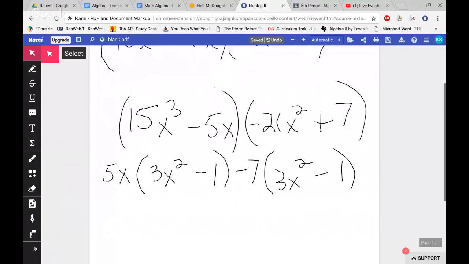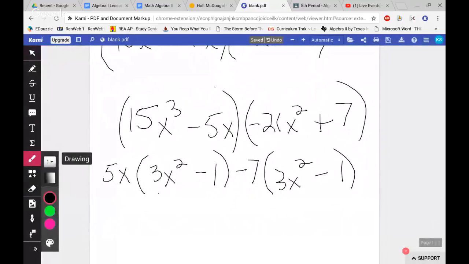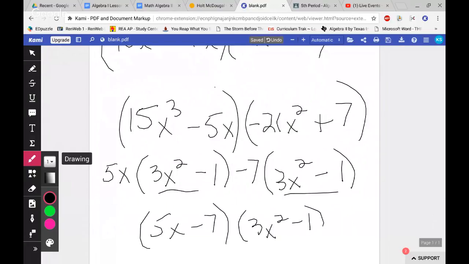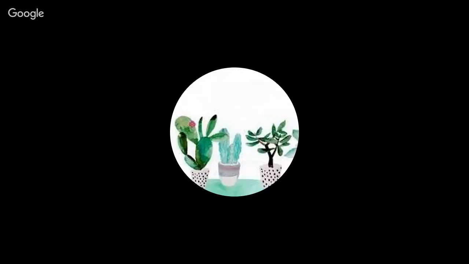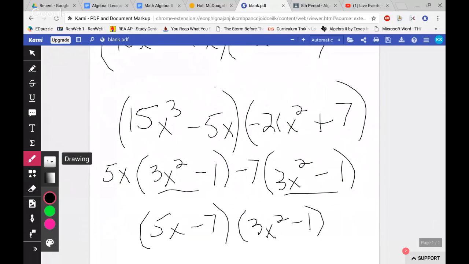And then I'm going to factor out this and this, which would leave me 5x minus 7 times 3x squared minus 1. I love it when it works like that. Yes, it's a beautiful thing. So sometimes you have to manipulate your numbers, move them around. Just make sure that you move your signs when you go. Okay, that makes sense.